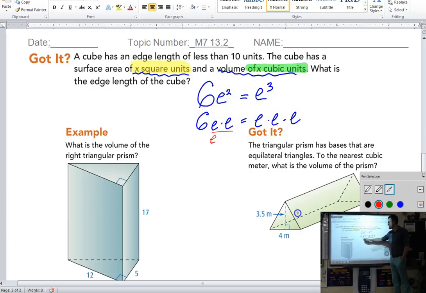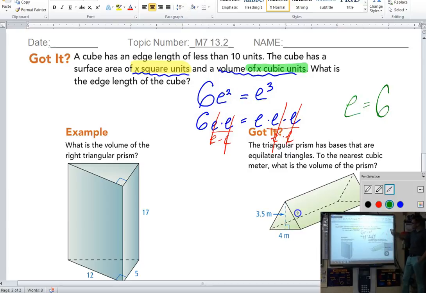So if I divide by e times e, these cancel, these cancel, and we end up seeing that e, the edge length of this cube, must be 6, and if you test it, that'll work. If this is 6 whatever, centimeters, inches, millimeters, doesn't matter, numerically, the numbers for surface area and volume will come out equal. That doesn't mean they're actually the same. They just come out to be the same number.